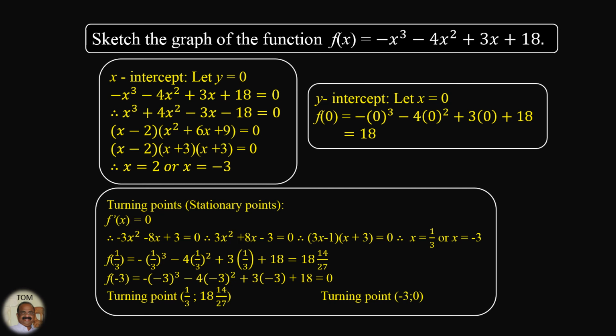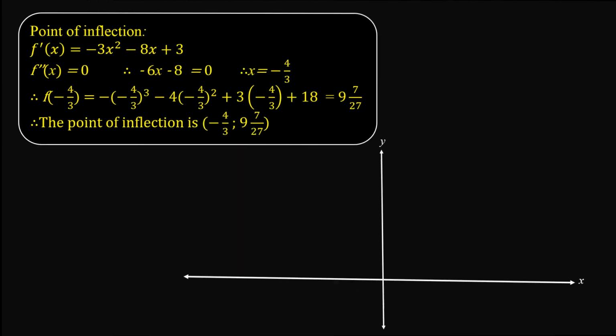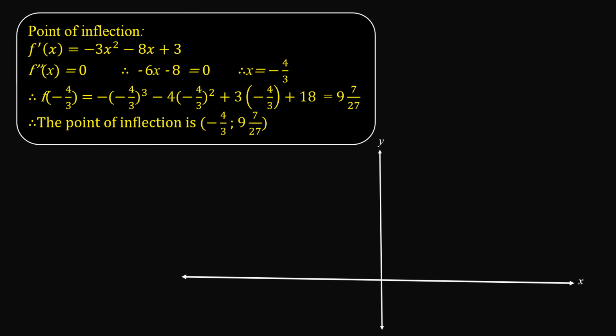So, the turning points, we have two turning points here: (1 over 3, 18 and 14 over 27) and (minus 3, 0). Now, what is the next one? Point of inflection. f dash x equal to 0. That is, no, not f dash x, f double dash x equal to 0.